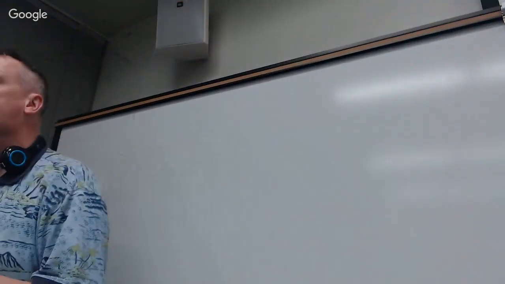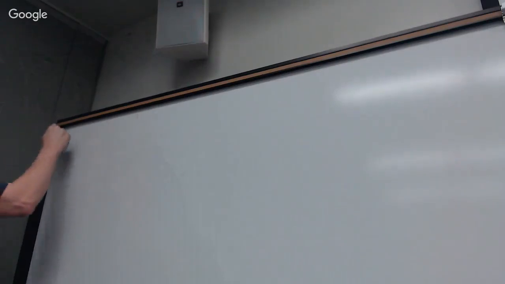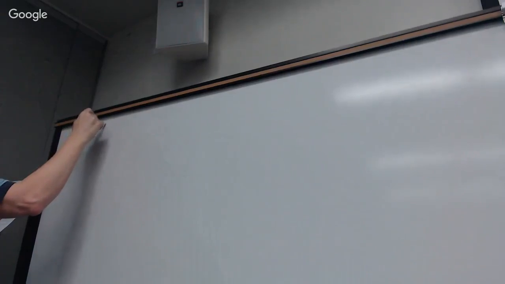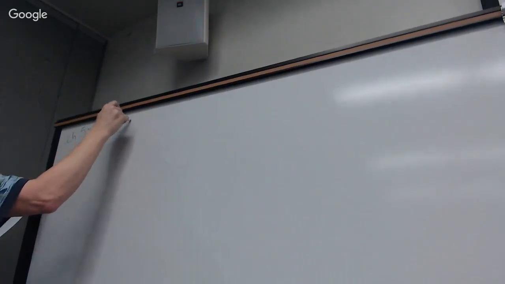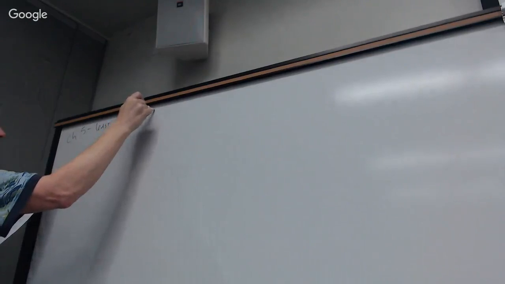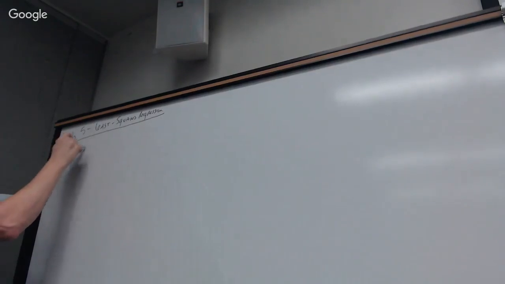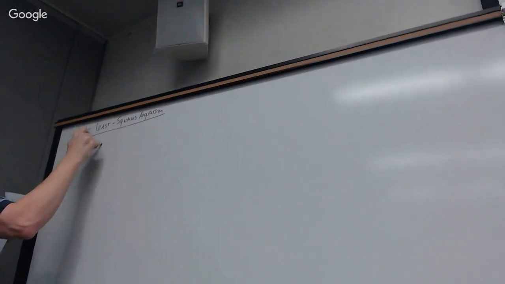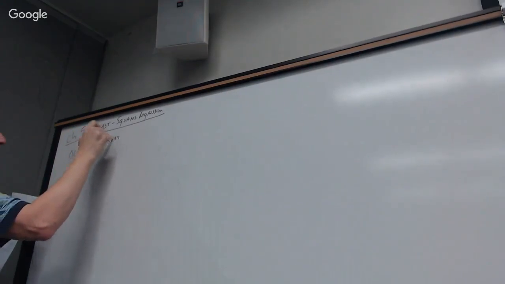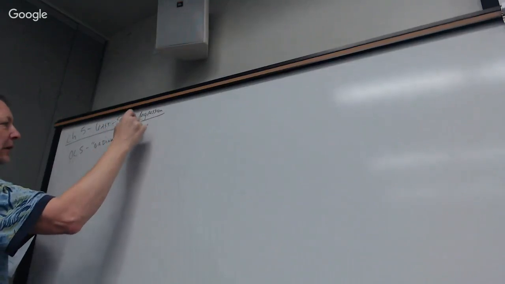Okay, here we go. All right, so we're going to talk about chapter 5, which is least squares regression. All right, so we're going to talk about OLS regression. OLS stands for ordinary least squares.